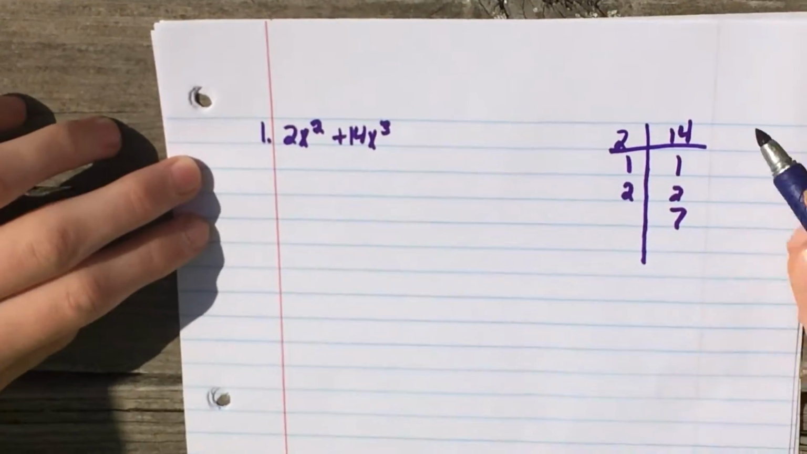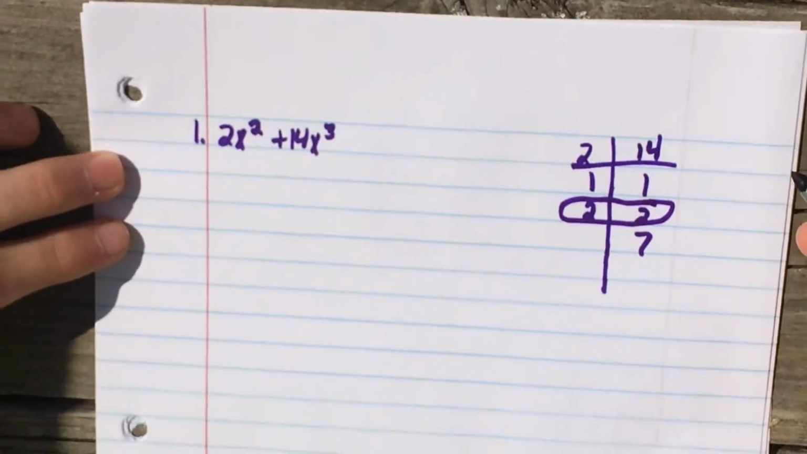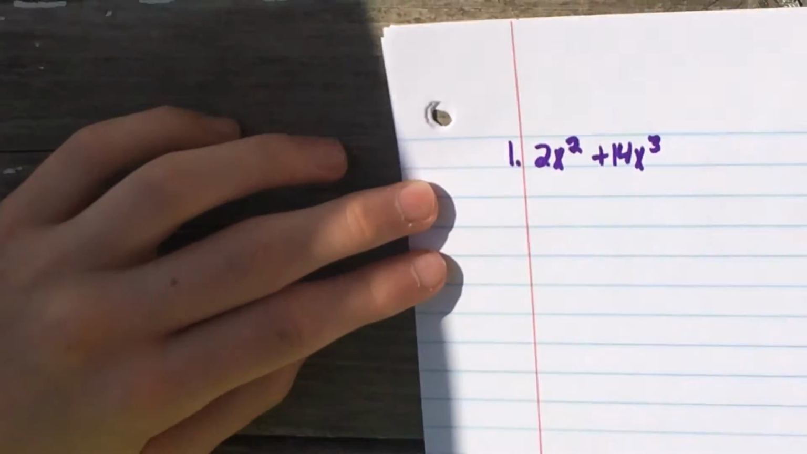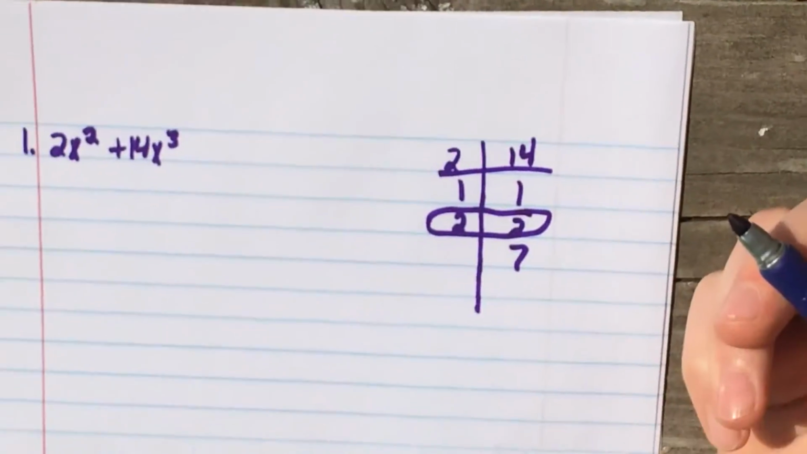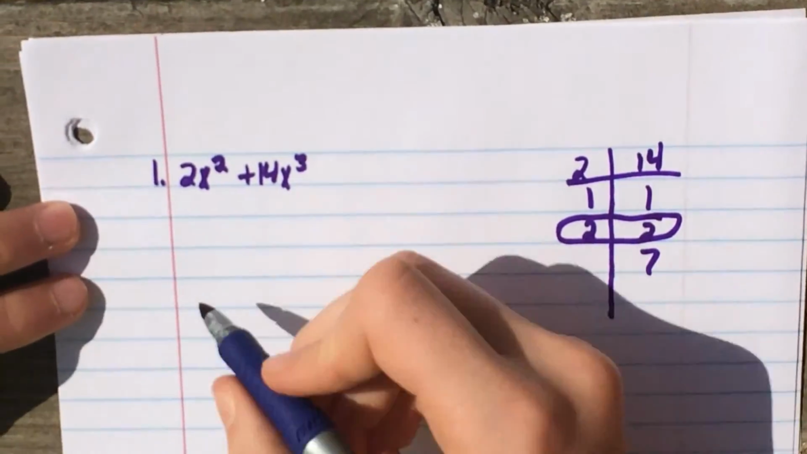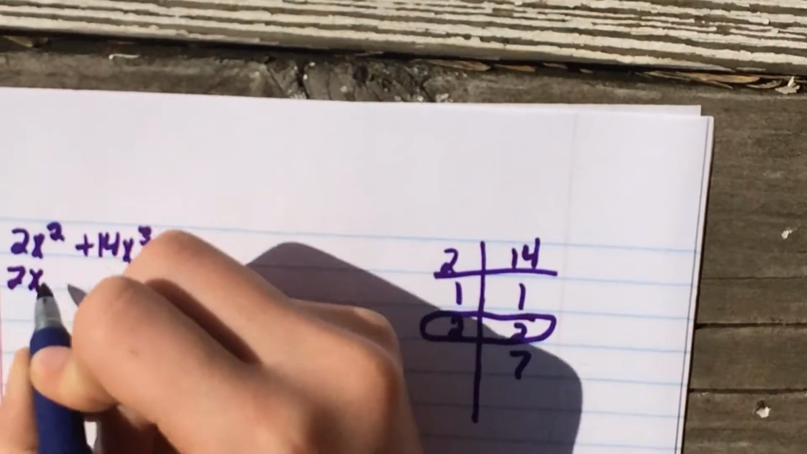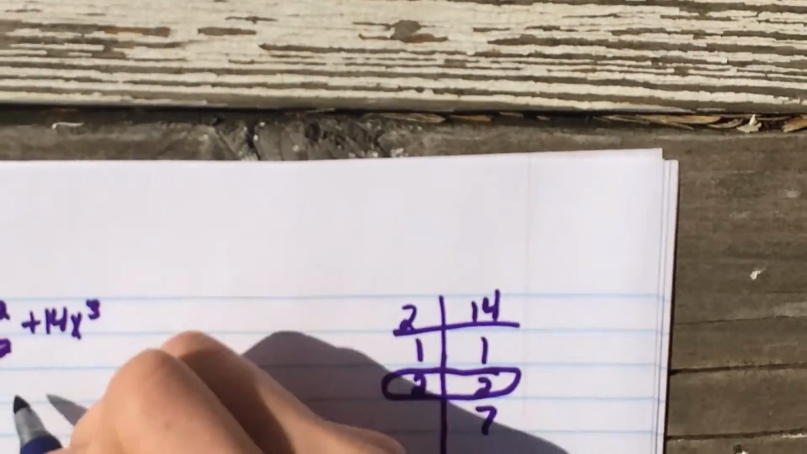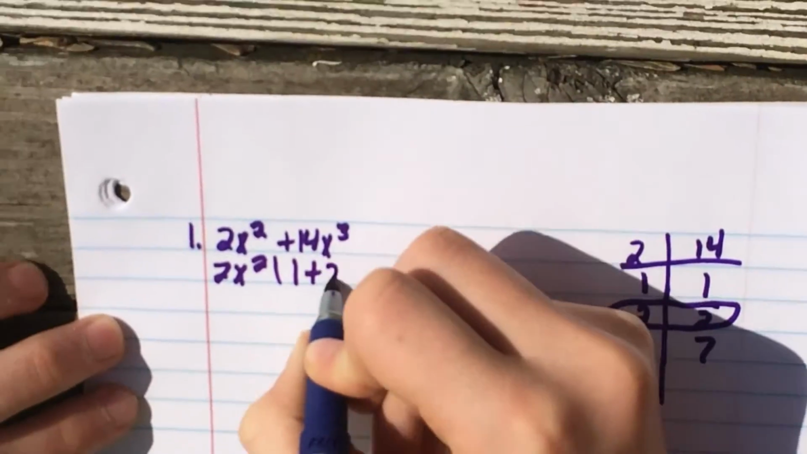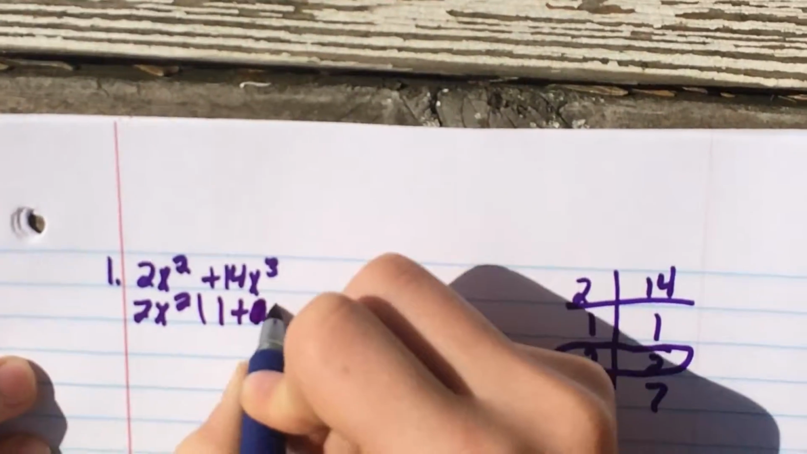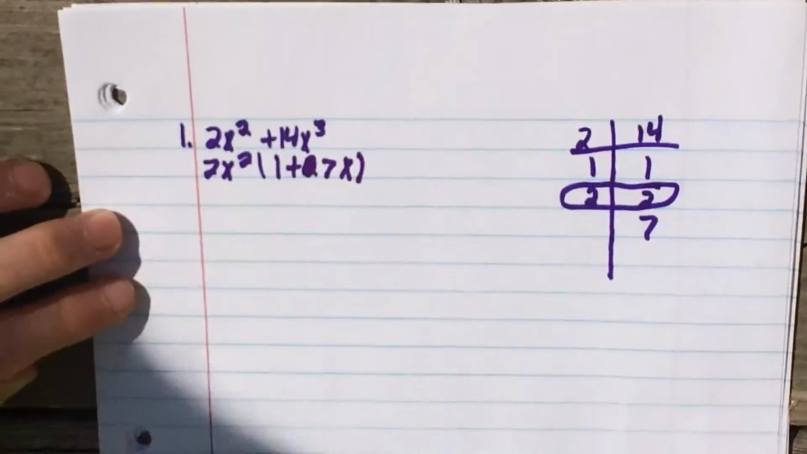The first thing that we notice is the 2 is the greatest common factor. Now we're going to look at the x's. So x squared is the lowest power common to x cubed. So our GCF would be 2x squared. And from there, you just plug in 1 plus 7x. And that would be your answer.